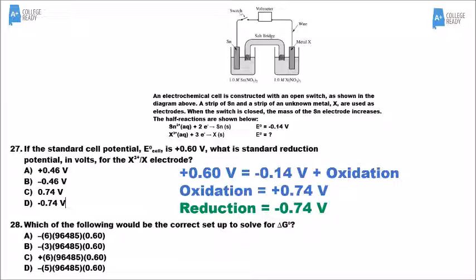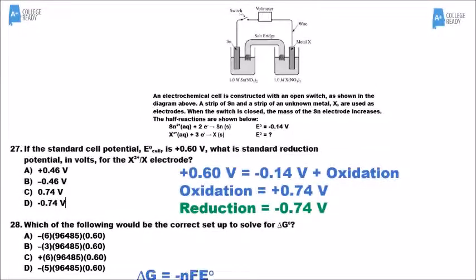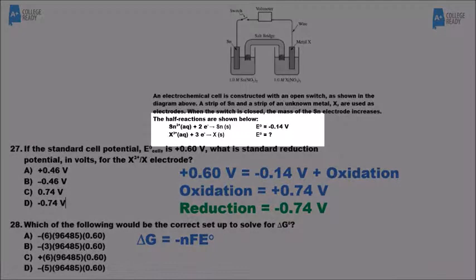Number 28, please encourage students to see what is the difference between all the answer choices. Notice that the 96485 and the 0.60 are all the same. Therefore, that doesn't matter. We're using this equation. This is a way of asking a multiple choice question in a format that doesn't force them to do complex math. So looking at the two half reactions, the tin is gaining 2 electrons, the X is losing 3 electrons.